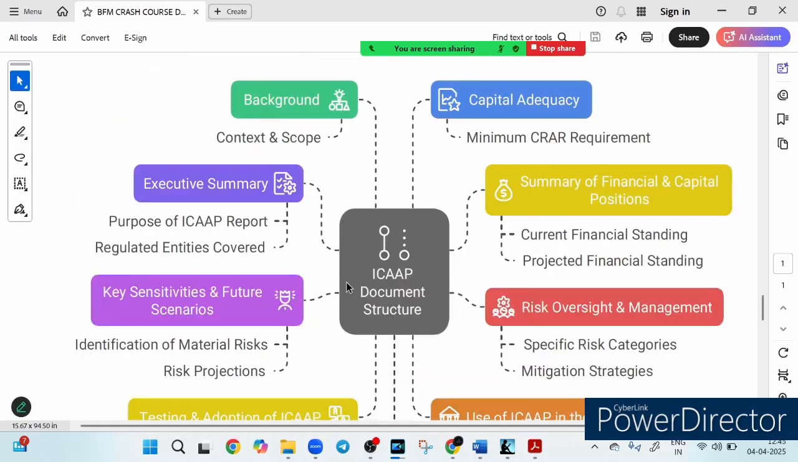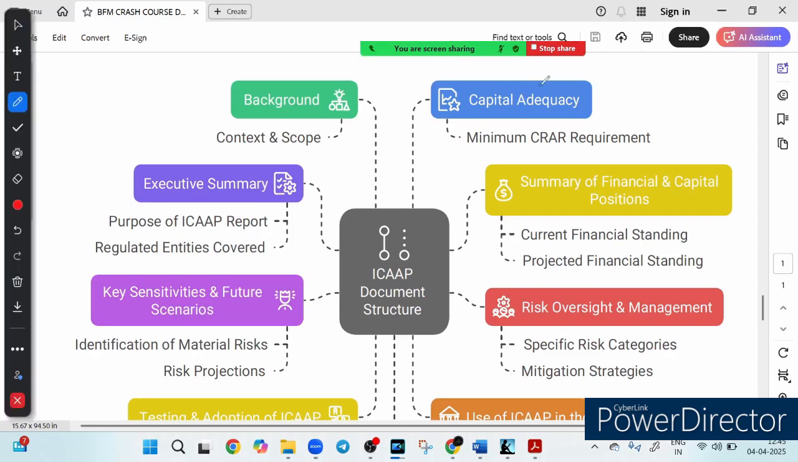Yeah, here you can see capital adequacy, which means to stay financially sound, a bank must maintain the right capital level. So this is included in the ICAAP document. That means the minimum CRAR requirement. Then there is a section on summary of financial and capital position, meaning a clear picture of the bank's financial health is outlined here: what is the current financial standing, where do we stand today, and what is the projected financial standing, what is the outlook for the future.